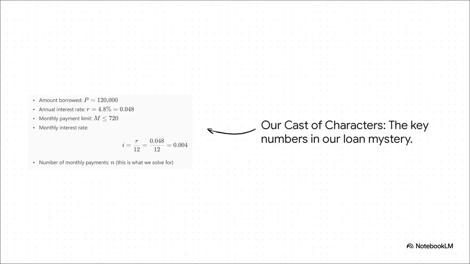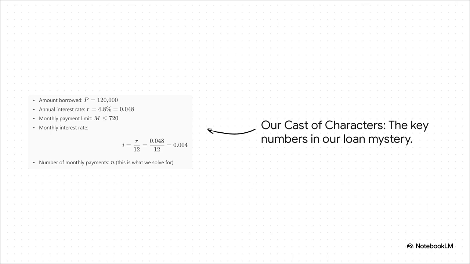And here they are. Let's meet the key players in our little drama. First up, you've got the principal, P. That's the big one, the $120,000 we borrowed. Then there's the annual interest rate, R, which is 4.8%. We're making a monthly payment, M, of $720.